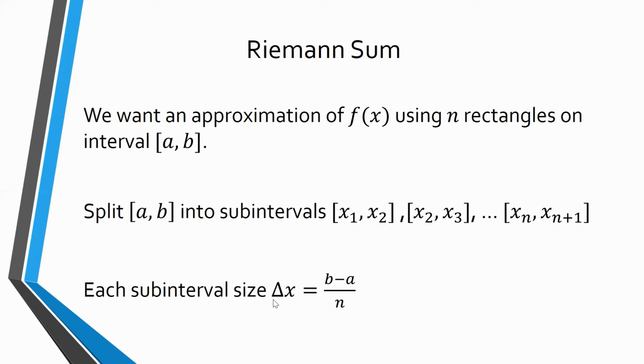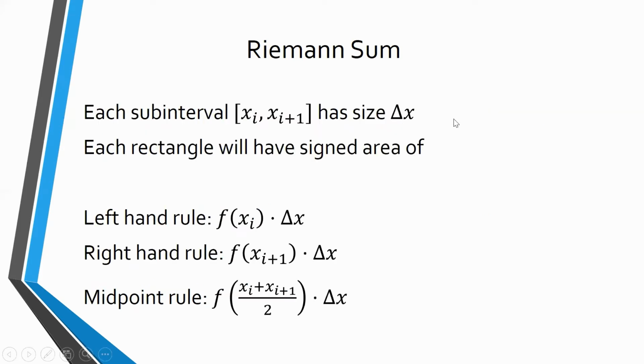We label that as delta x, meaning how much did x change in each subinterval. Because we want to make each the same size, the size will be b minus a over n. Whatever the distance is from a to b, we're going to divide that into n rectangles. So each subinterval is going to have size change in x. This symbol here is delta. Each subinterval has size delta x.